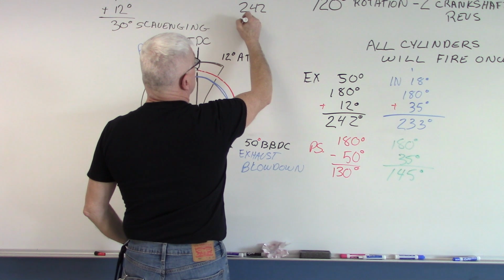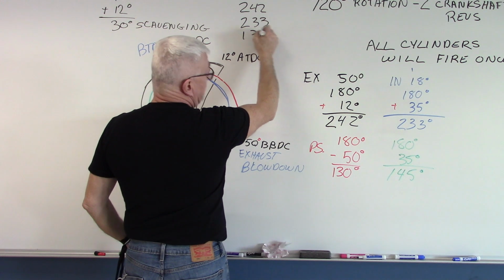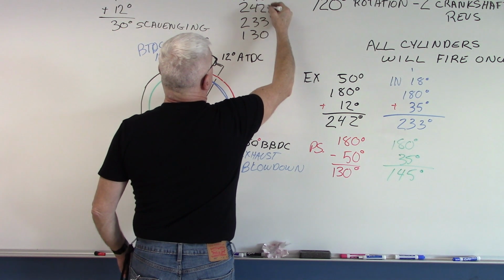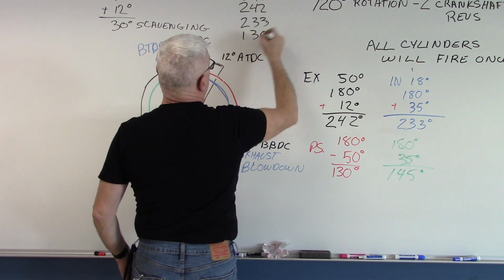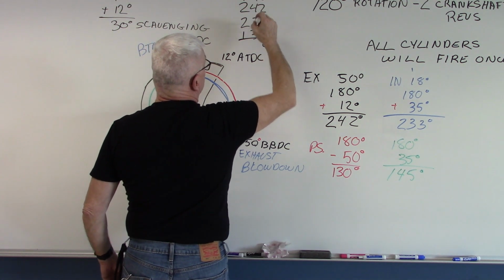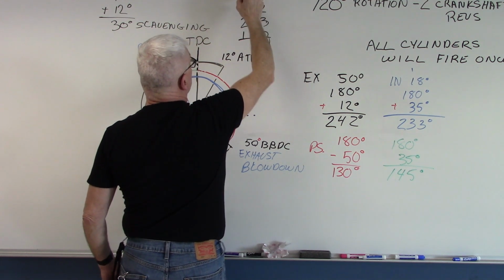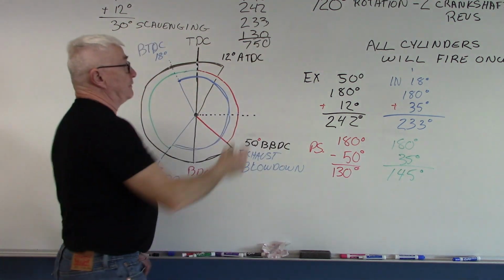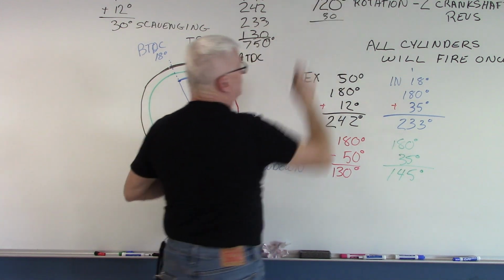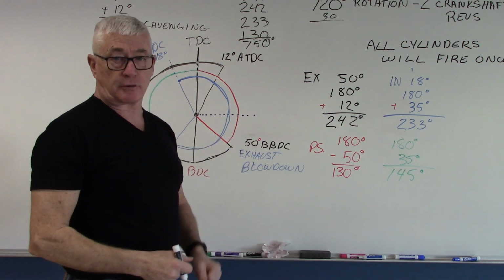242 plus 233 plus 130 plus 145, right? So we get 2 and 3 is 5 and 5 is 10. Carry the 1. 5, 9, 12, 15. 2, and carry the 1, 2, 4, 6, 7. 750 degrees, which would be the 30 degrees on top of that 720 that we started. So now I'm kind of sure that my math is correct.